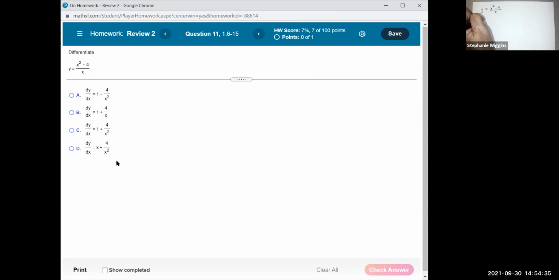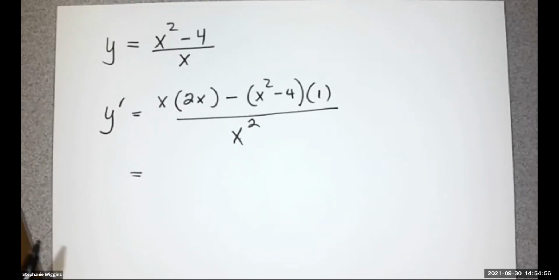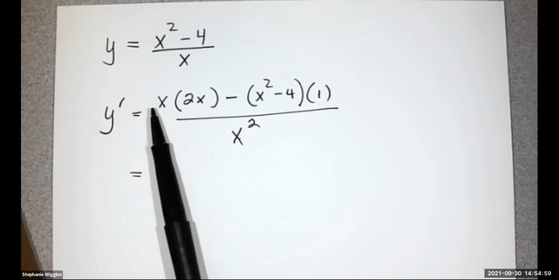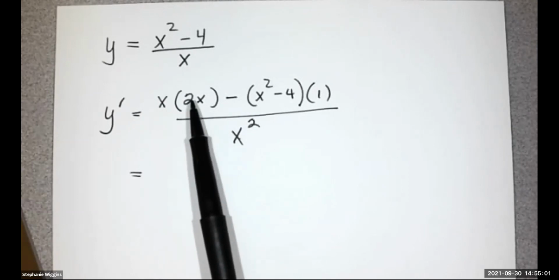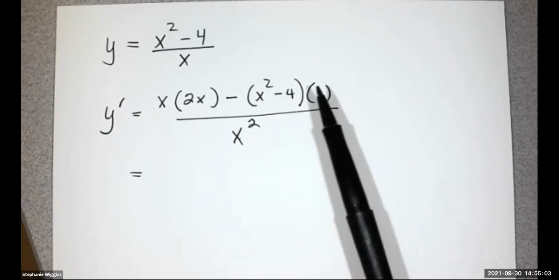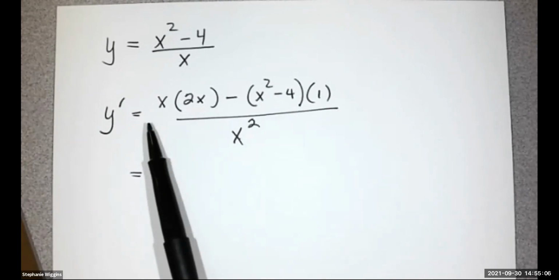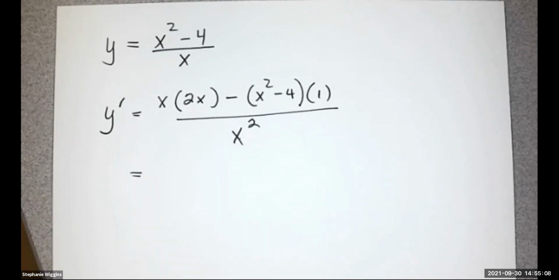So using the quotient rule, because we have a quotient here, we're going to take the bottom function times the derivative of the top minus the top function times the derivative of the bottom, all divided by the bottom function squared. Okay, let me review that again. Bottom function times the derivative of the top minus the top function times the derivative of the bottom, all divided by the bottom function squared.